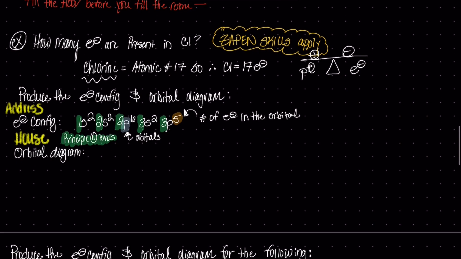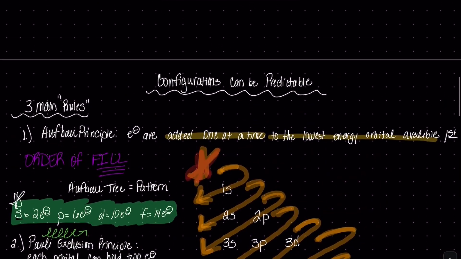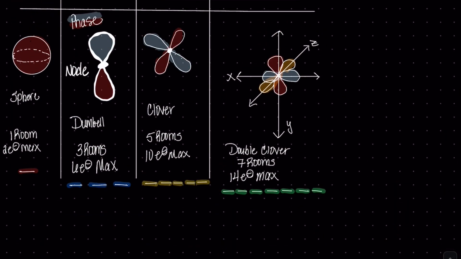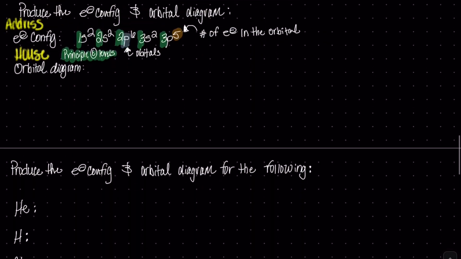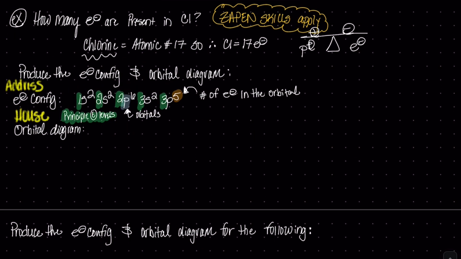The s orbital has one room that can hold 2 electrons max. Same with p, which has 3 rooms that can hold 6. What I'm talking about is these little orbital spaces that build the house. So to make an orbital diagram, I just take my address and start building the rooms. I got my 1s orbital. My 1s orbital can only hold 2 electrons, as noted in the address. So 1 electron, 2 electrons.